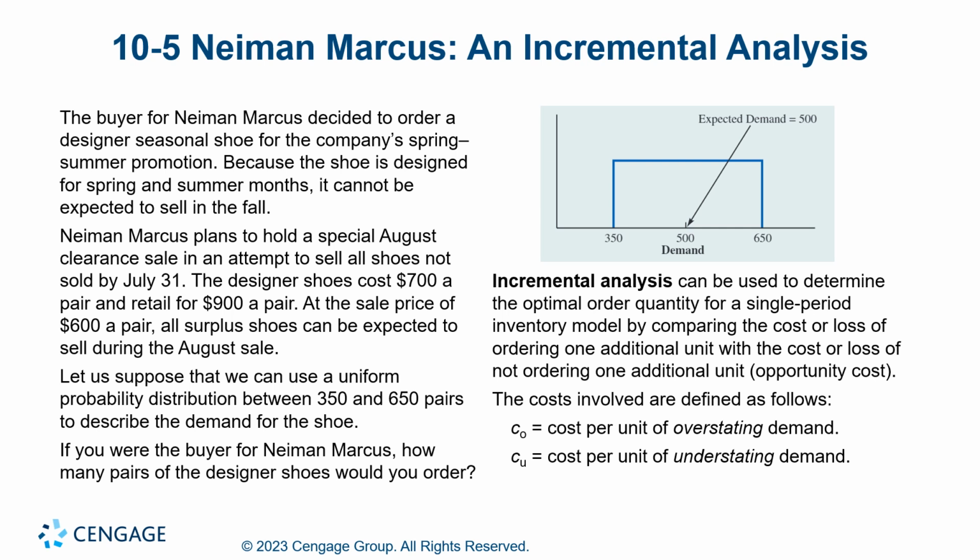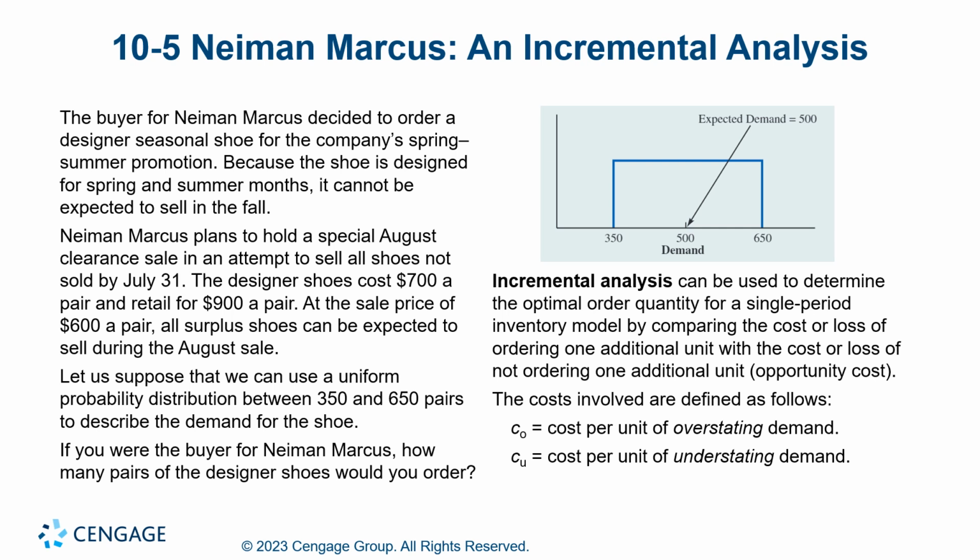The shoes cost $700 a pair and retail at $900 a pair, and the sale price is $600 a pair, and all surplus shoes can be expected to sell during the August sale. So if you were the buyer for Neiman Marcus, how many pairs of the shoe would you order? To answer the question of how much to order, we need information on the demand for the shoe. Specifically, we would need to construct a probability distribution for the possible values of demand.